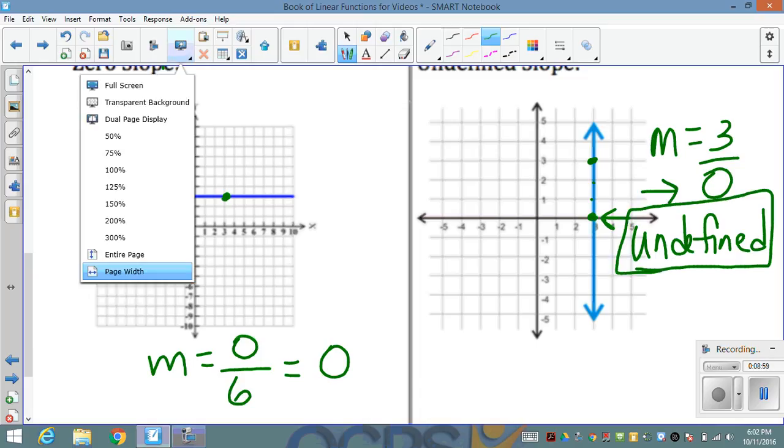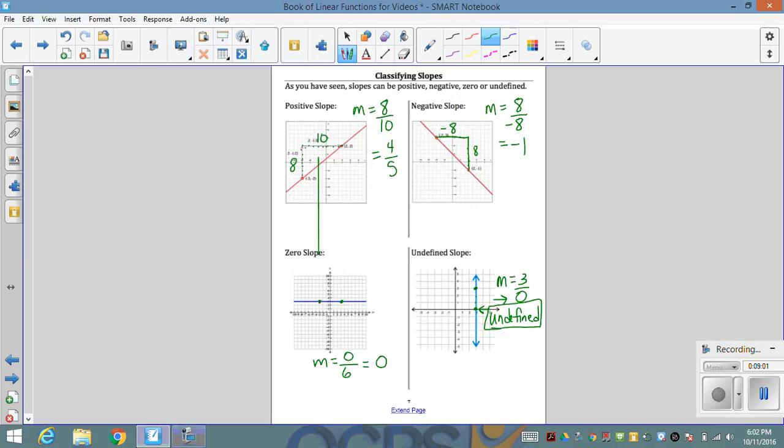Again, our 4 cases that can happen. Positive slope rises from left to right. Negative slope falls from left to right. 0 slope is a horizontal line. And an undefined slope is a vertical line.